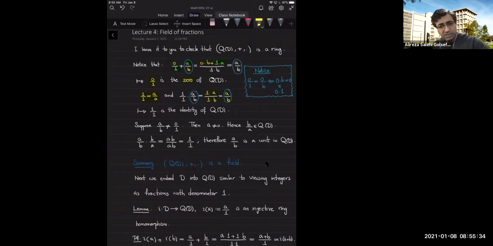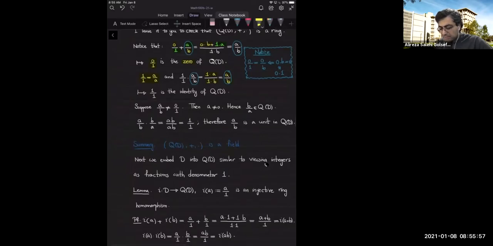I do not check all the properties of being a ring. Namely, I do not check why addition is associative, why we have negatives. Negatives, again, similar to rational numbers. We just take the negation of the numerator. Why we have distribution property. All of them are actually rather easy, and I leave them to you to check them.